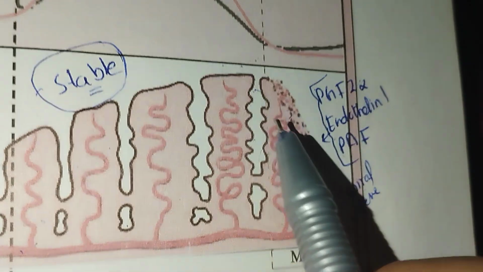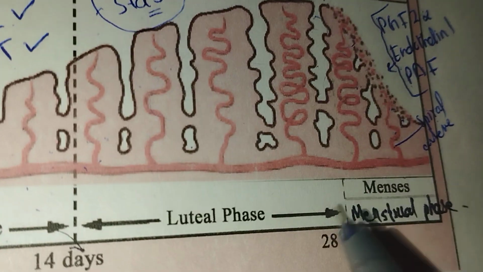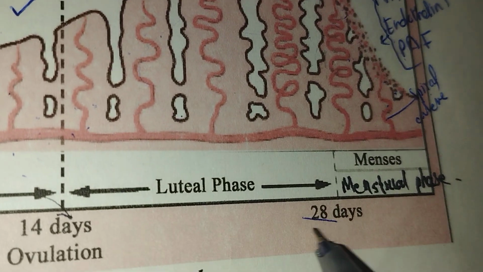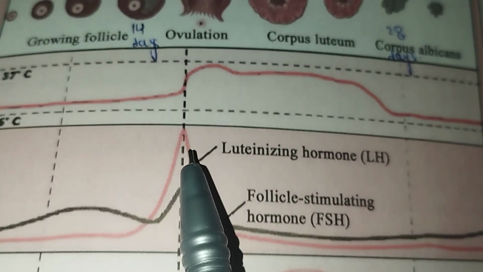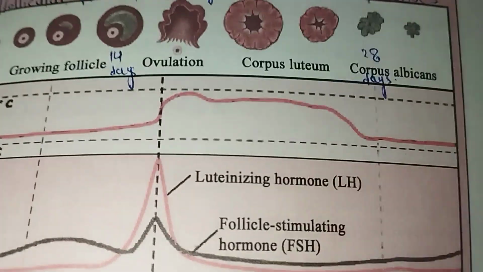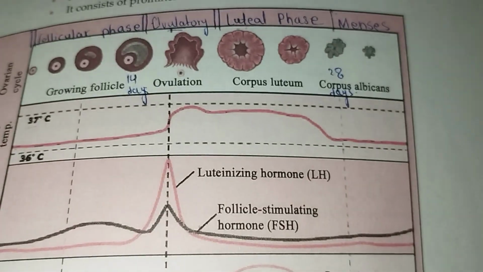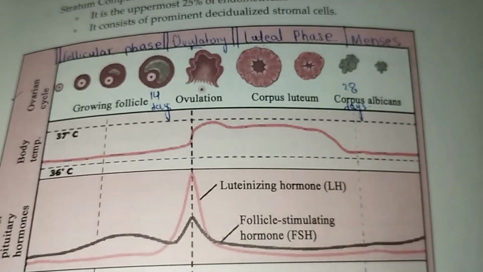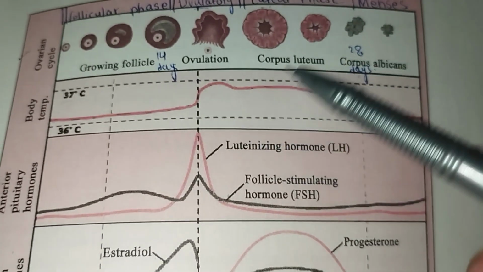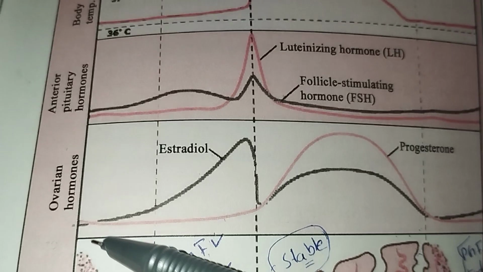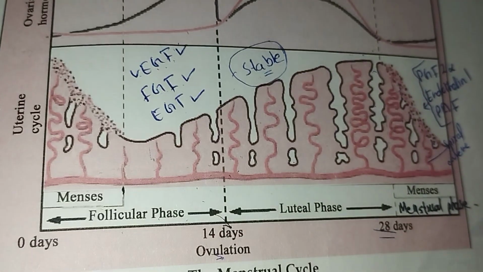After this the cycle continues like this, 28 days, and here the ovulation occurs. You can correlate this with this ovulation. So now I will show you the whole picture. You can take a screenshot if you like. In the previous video I explained this part, and now in this video I explain this part.